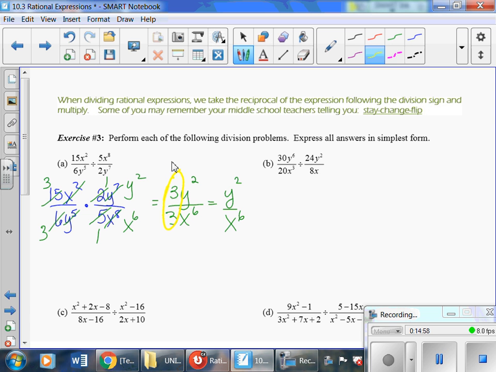So the 3's cancel out, and we're simply left with the y squared over x to the 6th. All right, so there's nothing wrong with that. Don't feel like you have to always do everything on the first step. So let's try and do the same thing for B.